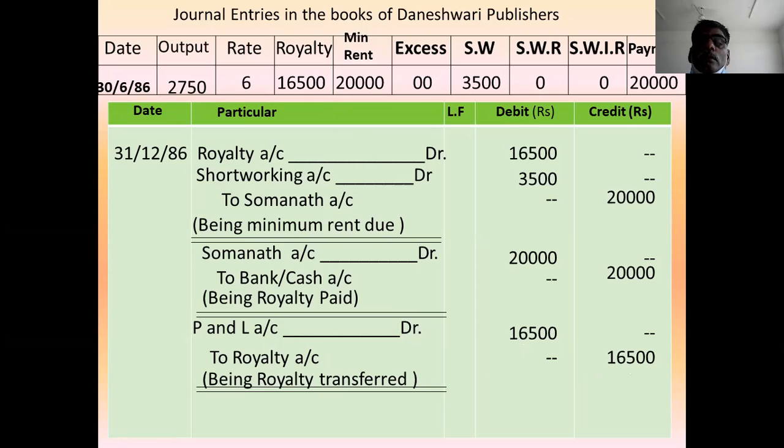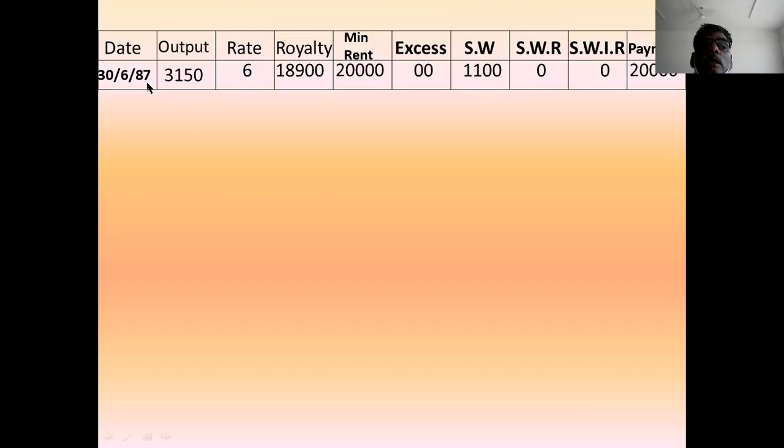Okay. In the same way, I will teach you the second year. You pass journal entries continuously year by year. For your convenience, I divided the journal entries into parts. First year completed. You take the total, C/F, carry forward to the next page. This is the 1987 detail: 3,150 output, rate, royalty, minimum rent, excess no, short working, and amount payable to landlord. I have taken this table from the common table for your convenience.